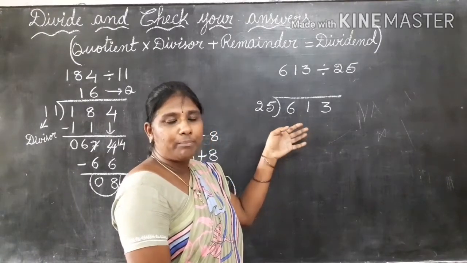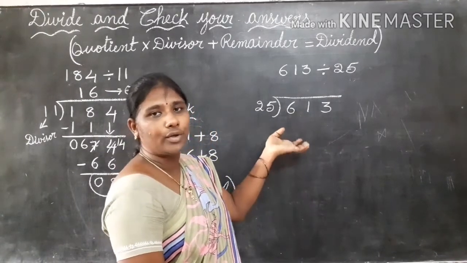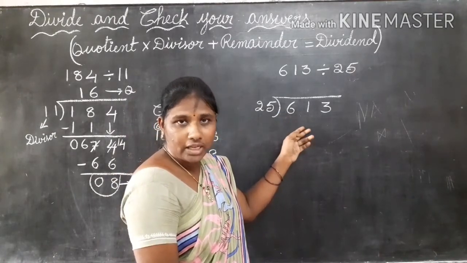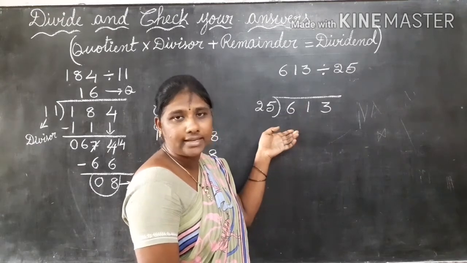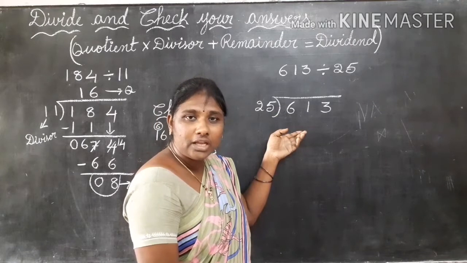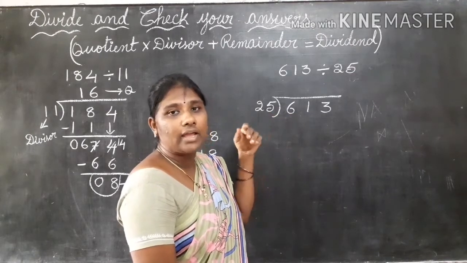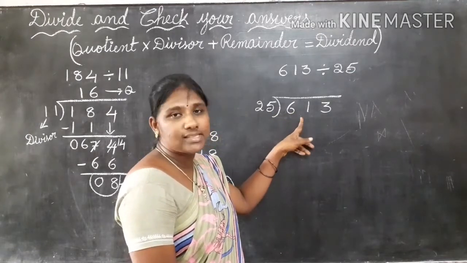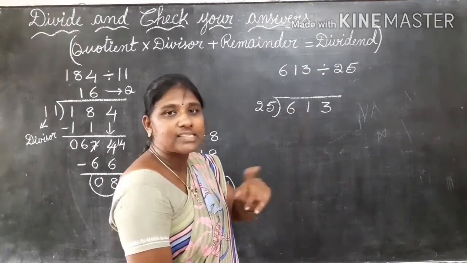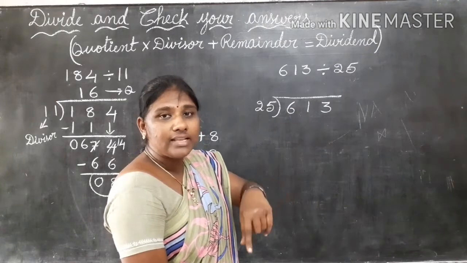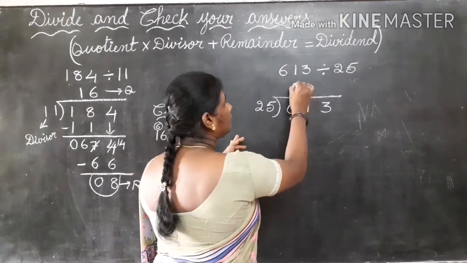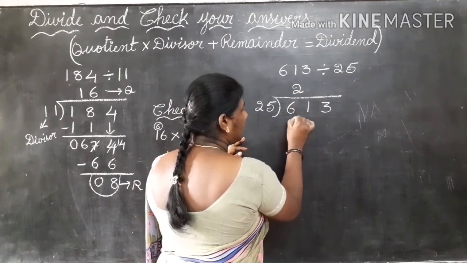25 zeros are 0. 25 ones are 25. 25 twos are 50. If you don't know, do side multiplication: 25 ones are 25, 25 twos are 50, 25 threes are 75. That 75 is more than 61. So we have to take 25 twos, which are 50.